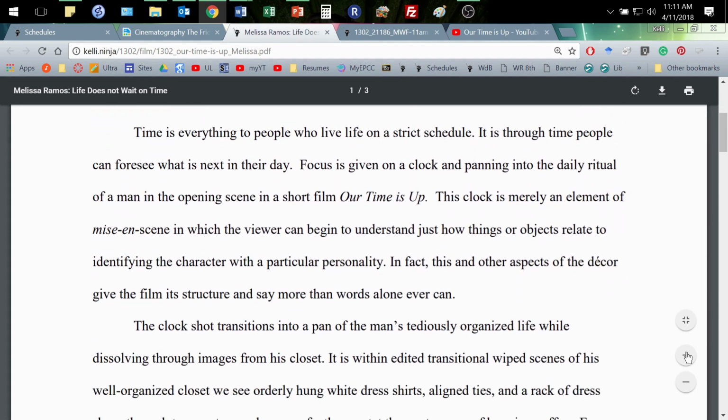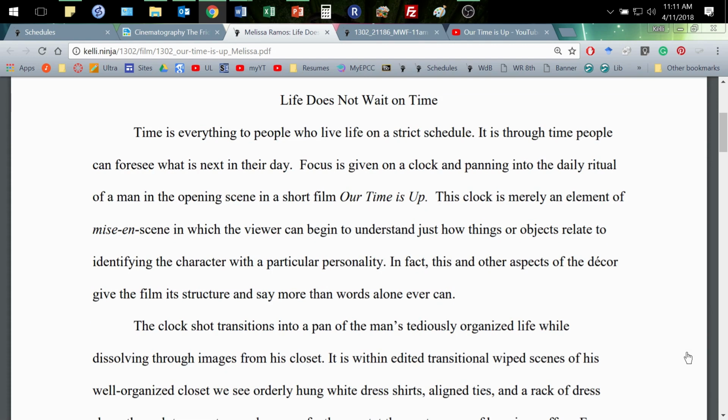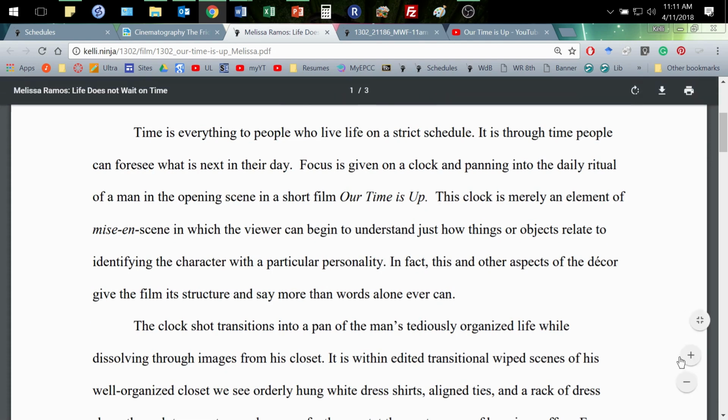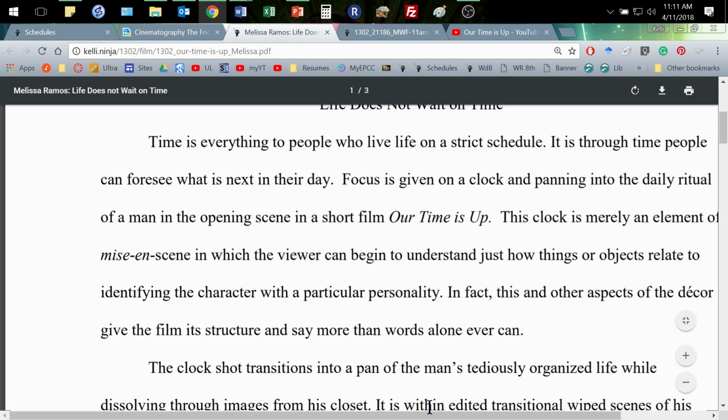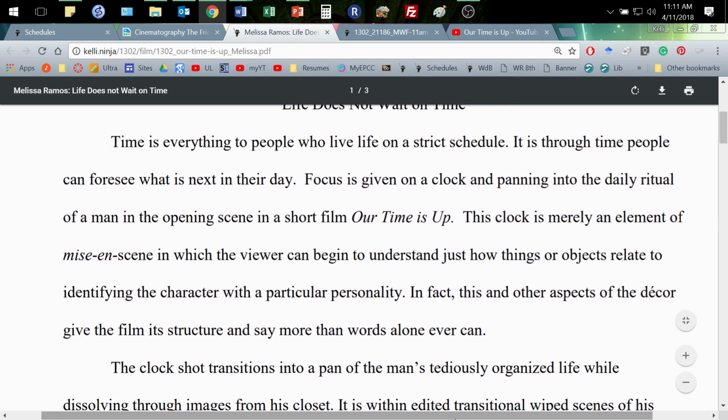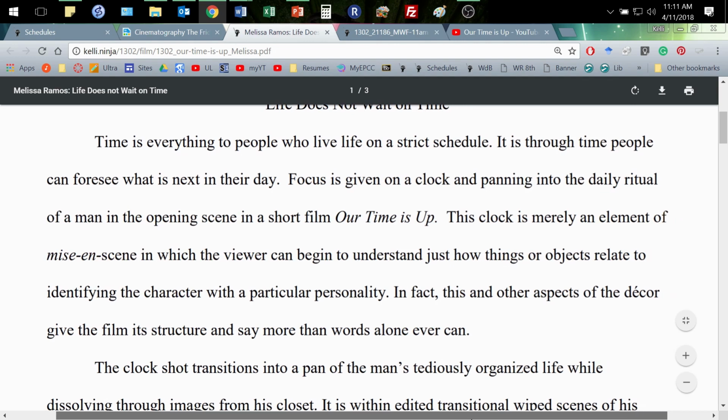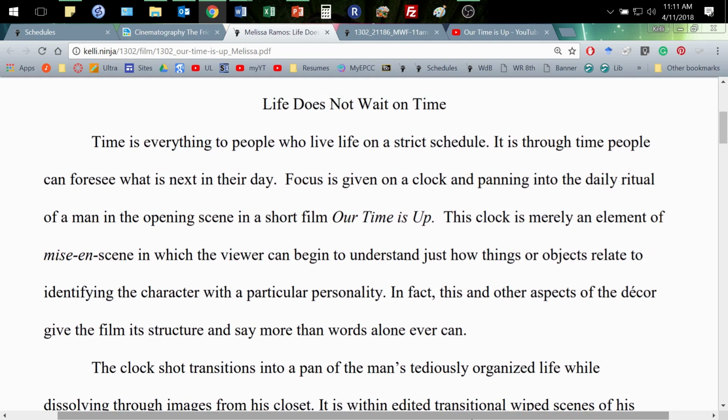Time is everything to people who live on a strict schedule. It is through time people can see what is next in their day. Focus is given on a clock and panning into a daily ritual of a man in the opening scene of Our Time Is Up. Now here, that is my bad. I haven't changed that. Well, no, I know it's correct.